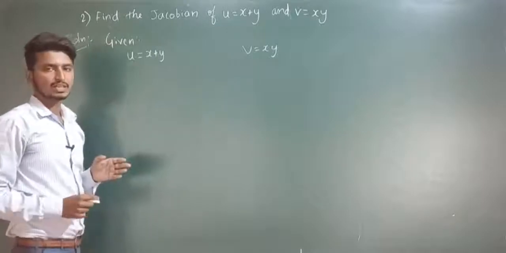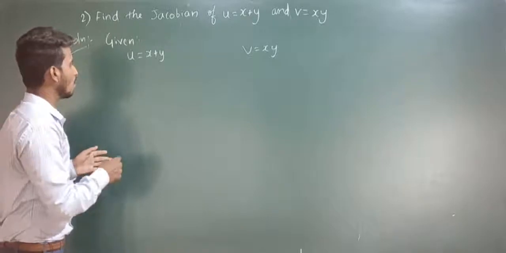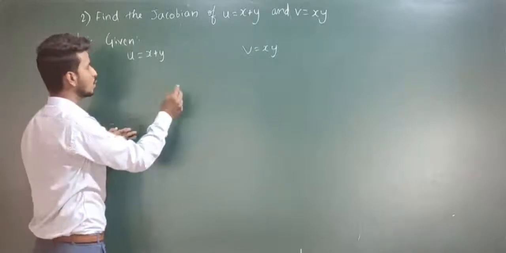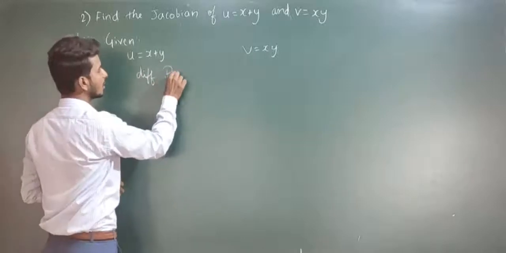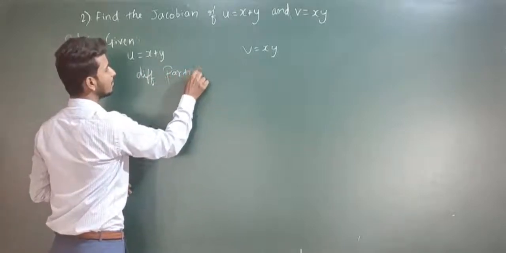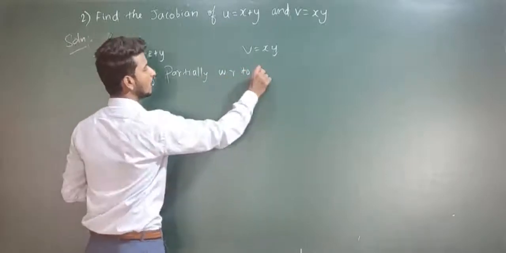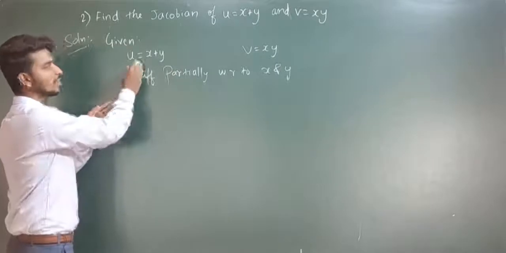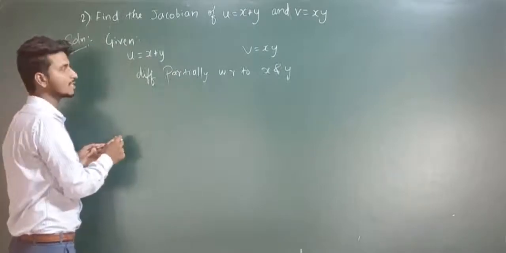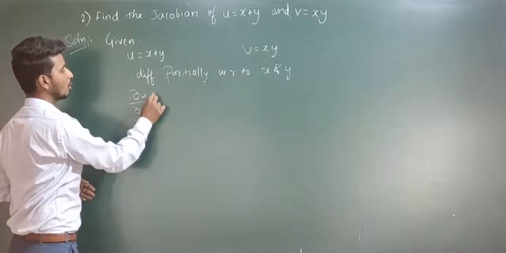Here u and v are functions and x and y are independent variables. So now we have to differentiate partially with respect to x and y. First we have to differentiate this equation with respect to x, that is dou u by dou x.